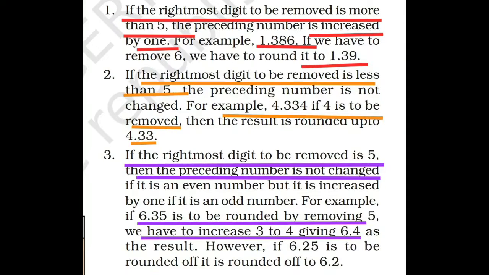Rule number 3. If the rightmost digit to be removed is 5, then the preceding number is not changed if it is an even number, but it is increased by 1 if it is an odd number. 6.35. Here the preceding digit 3 is odd, so it increases from 3 to 4, and the answer is 6.4. But if 6.25 is there and we would like to remove 5, then 2 is an even number, so we cannot add 1. So our answer is going to become 6.2.